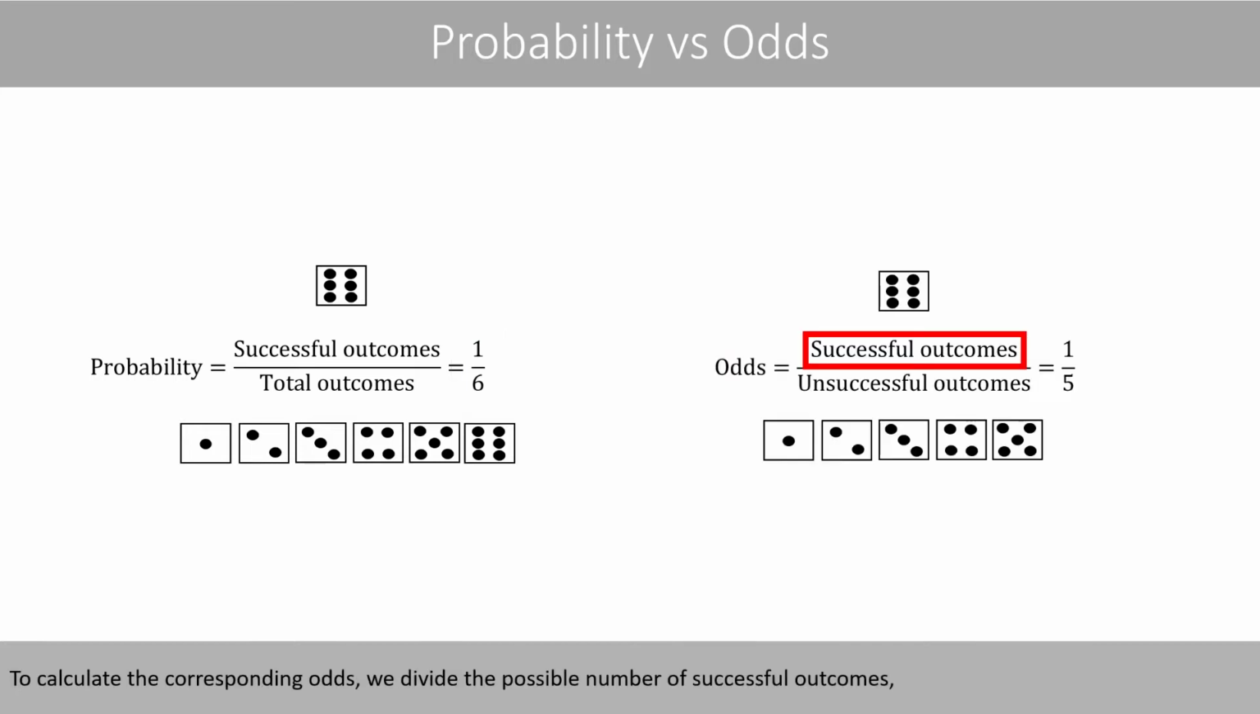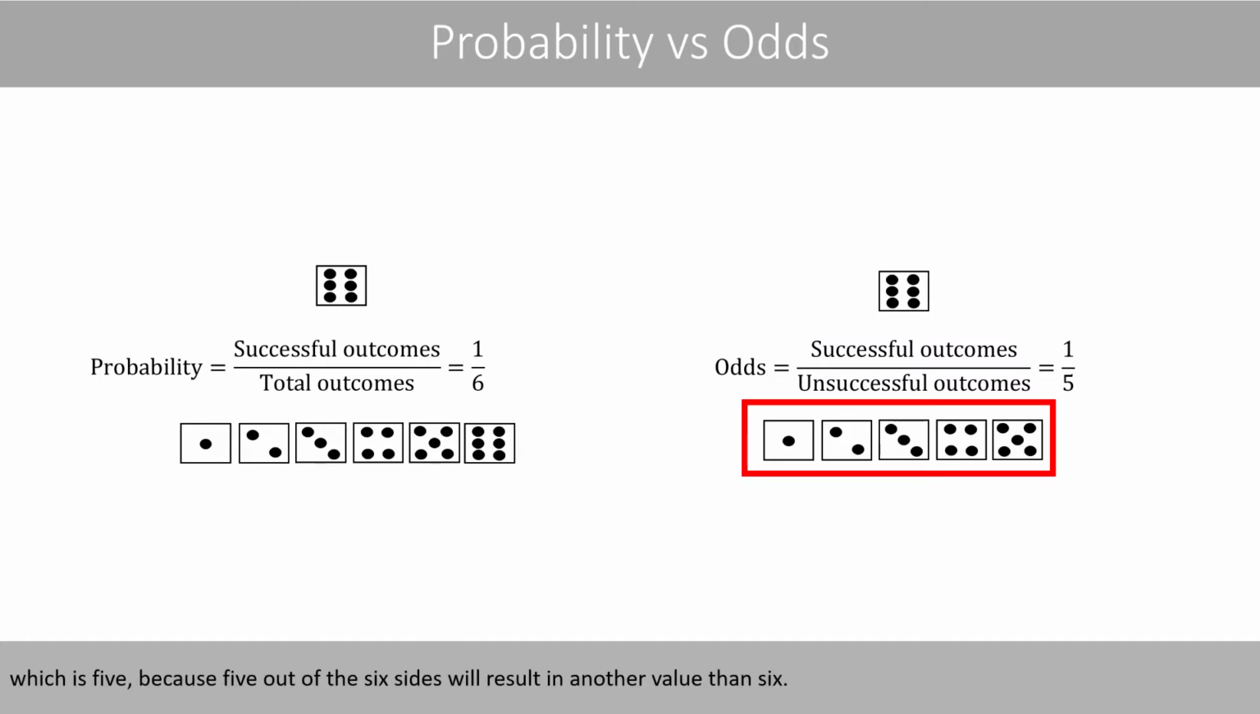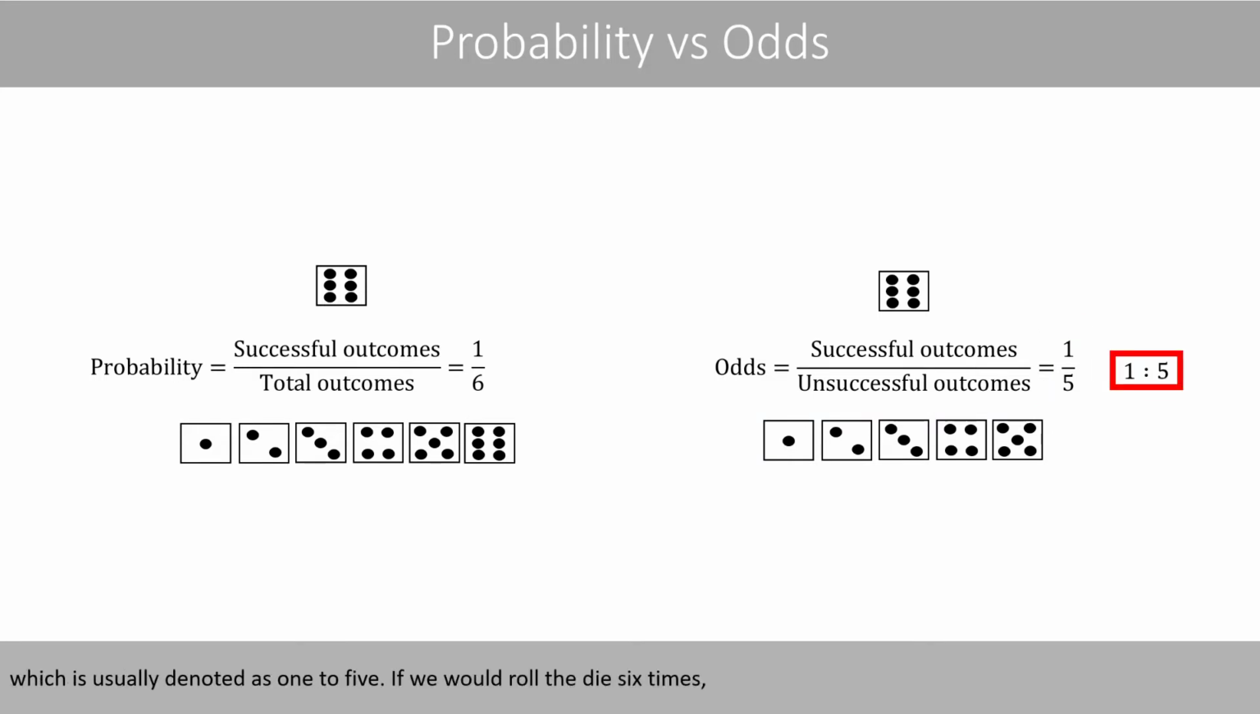To calculate the corresponding odds, we divide the possible number of successful outcomes by the number of possible unsuccessful outcomes, which is 5, because 5 out of the 6 sides will result in another value than 6. The odds is therefore 1 over 5, which is usually denoted as 1 to 5. If we roll the die 6 times, we would expect to get 1 successful outcome and 5 unsuccessful outcomes. We therefore say that the odds is 1 to 5.